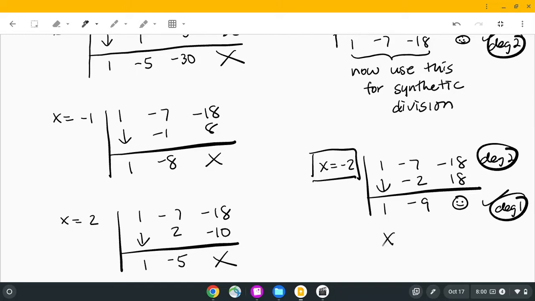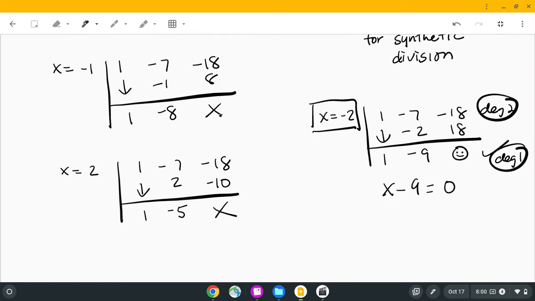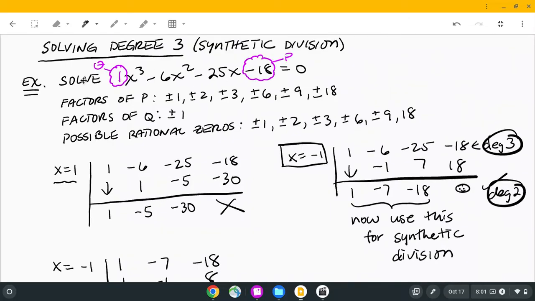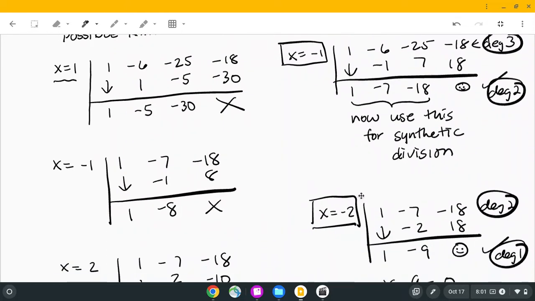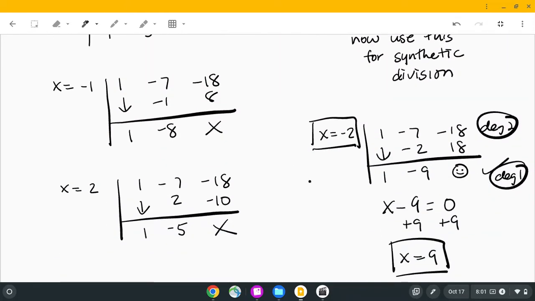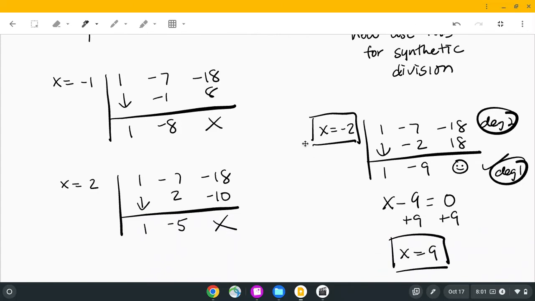So this is x minus 9, and we can definitely solve this. We don't have to keep using synthetic division. 1x minus 9 equals 0. Solve for x, add 9 to both sides, x equals 9. So there is our third solution, degree 3. And these are our 3 solutions: x equals -1, x equals -2, and x equals 9.